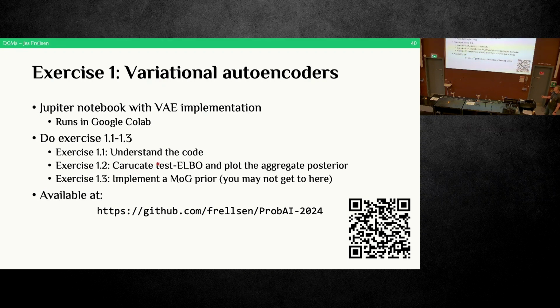Exercise 1.2 is about calculating the test ELBO and then trying to plot the aggregate posterior. And exercise 1.3 is about implementing a mock prior. I don't expect you to get here, but then do the exercise afterwards. I think it's more realistic that you get through the first 2 exercises. But we'll do that until 10:40. And then at 10:40 we'll start talking about flows. There are TAs moving around helping you with the exercises. Any questions before the exercises? Good. Then let's do the exercises.